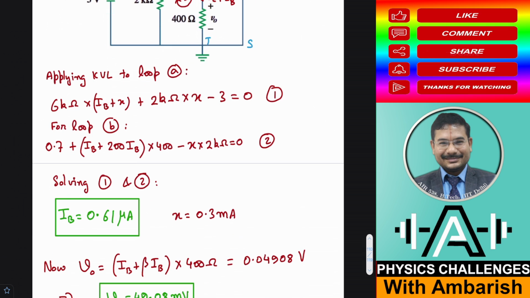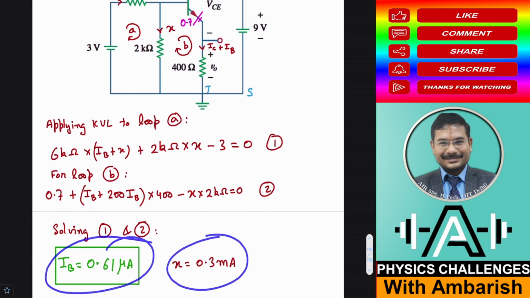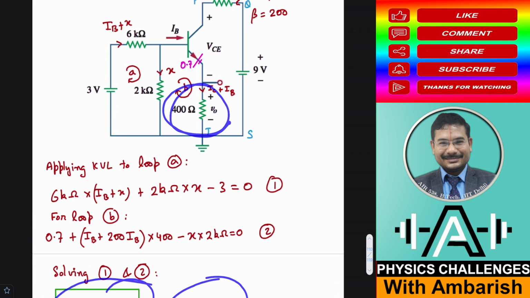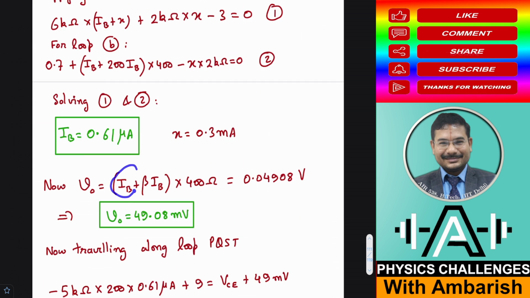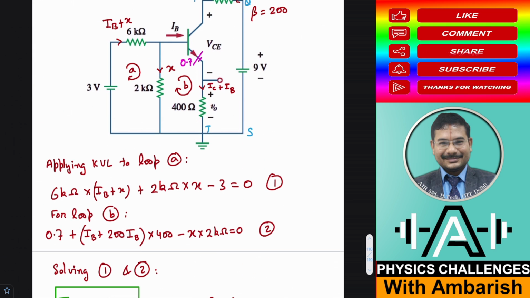And now once I know IB and X, I can easily find the value of V0. So V0 is what you see. V0 is the drop across this 400 ohm resistor. So what is the current? (IC + IB) into 400. Okay. So V0 is, IB and IC is beta IB, so (IB + beta IB) into 400. So beta is 200, so this becomes 201 IB. So that is 201 into 0.61 microampere into 400. If you solve that, that comes out to be 49.08 millivolt. So I have also found the value of V0.